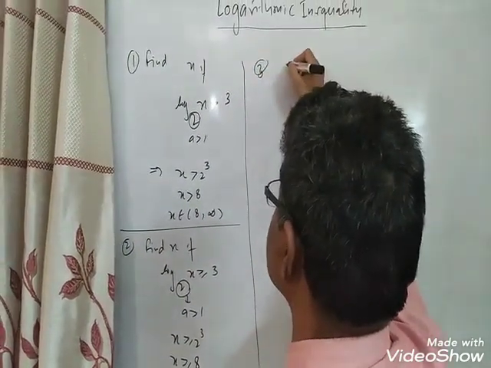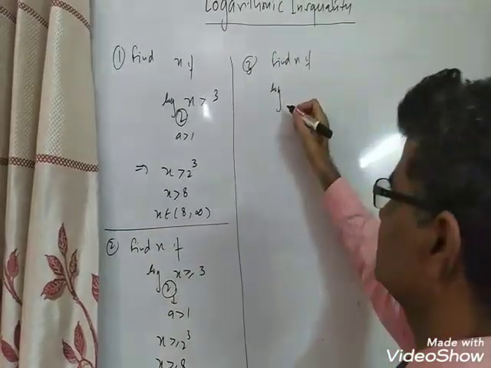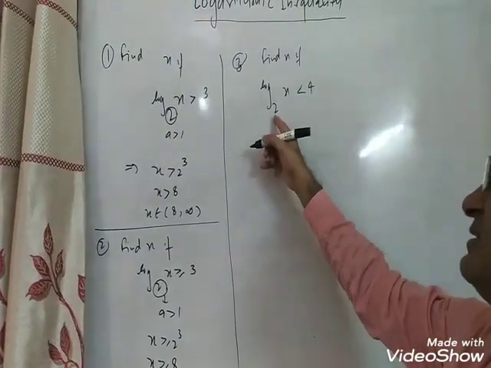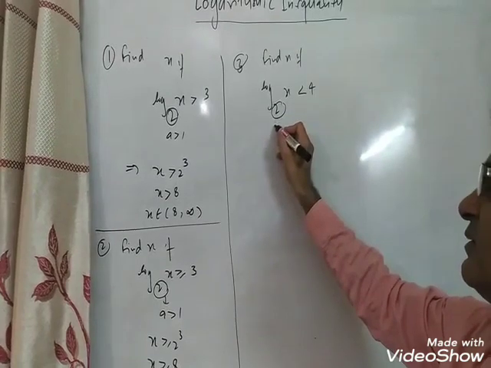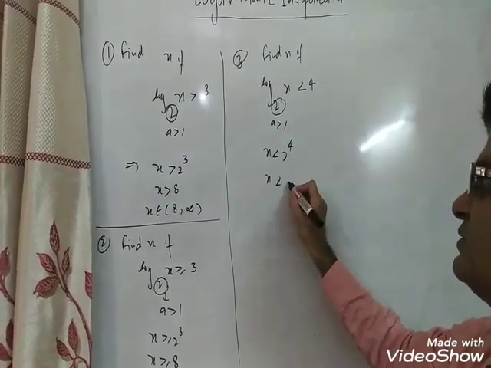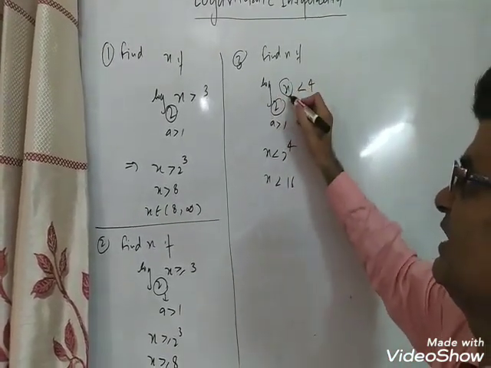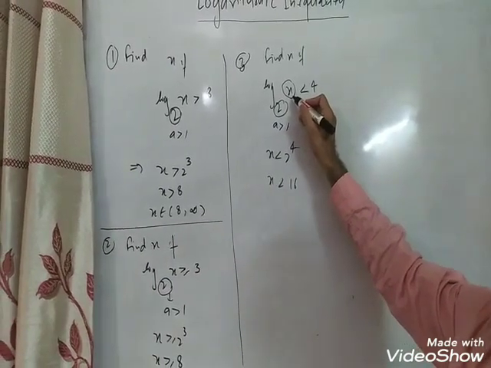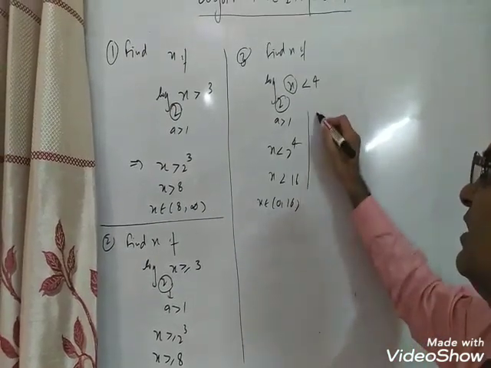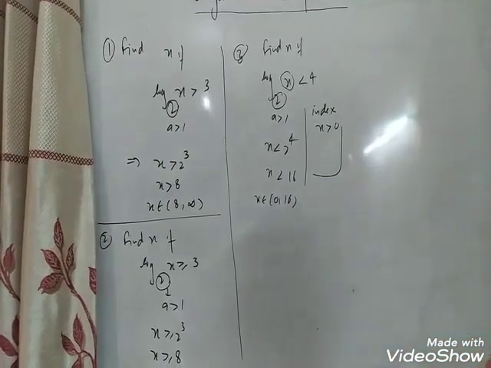Similarly, third case, find x if log base 2 of x is less than 4. So you can see that the base is greater than 1. So x is less than 2 to the power 4, which means 16. And you know that here x is greater than 0 because the argument is always greater than 0. So x is from 0 to 16. Why? Because the argument is always greater than 0. So we'll take the common solution.